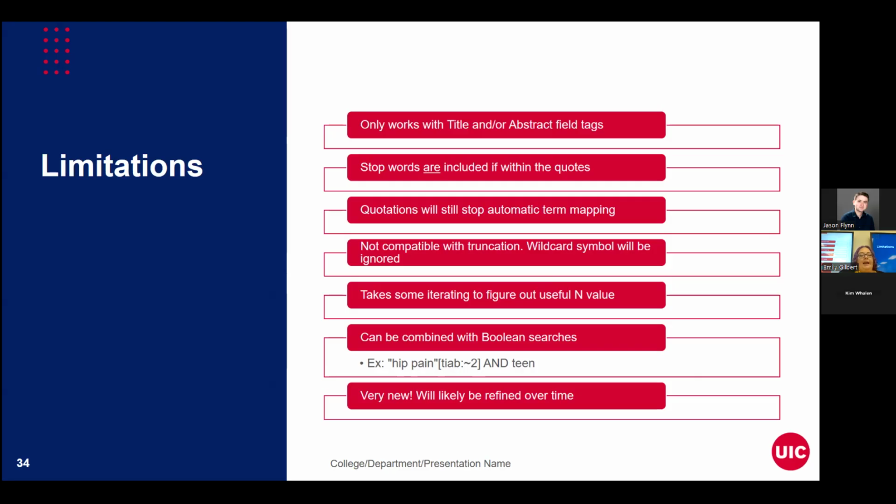And like I was saying, it takes some trial and error to figure out what your useful N value is going to be. But it can be combined with Boolean searches. So you could do hip pain within 2 words of each other in the title and abstract and teen. And this is also a pretty new function in PubMed, so it's possible that it will be refined over time.